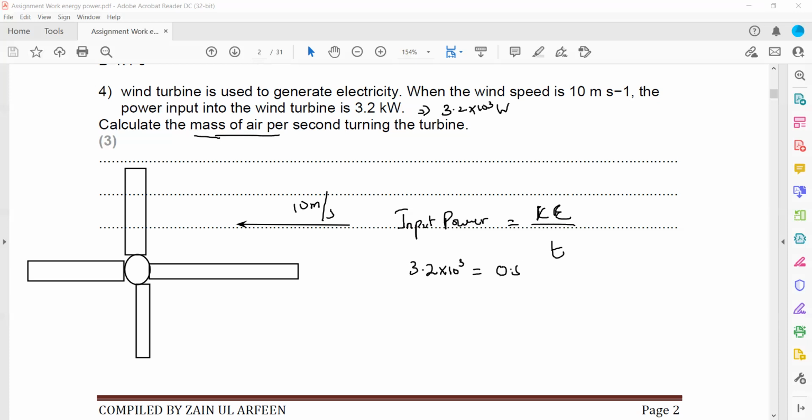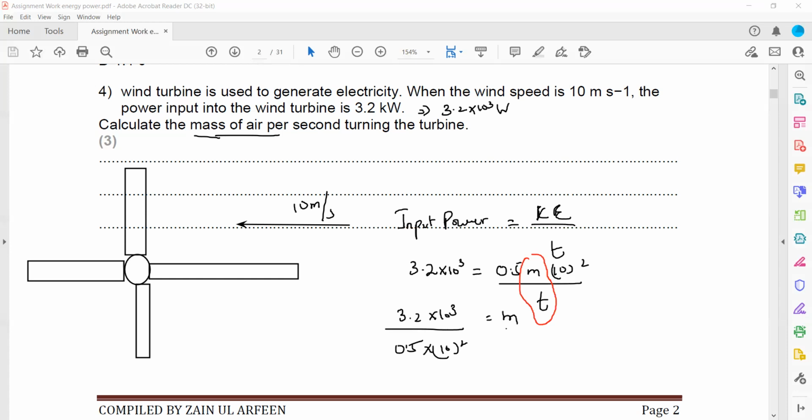Kinetic energy is half m v square. V is the speed, the wind speed, which is 10. So that square divided by the time t. What we want in the question, if you see they mention mass per unit time, so we need this factor m by t. So if we need this m by t, the other factors will move. So it will be 3.2 into 10 to the power 3, not 5, divided by 0.5 into 10 square.